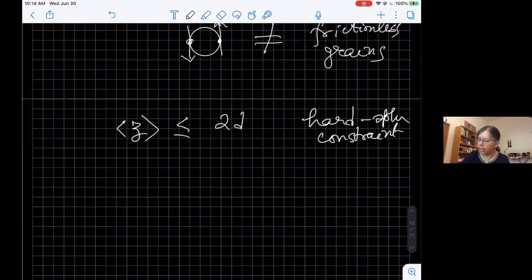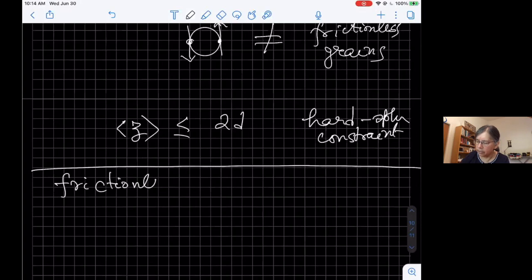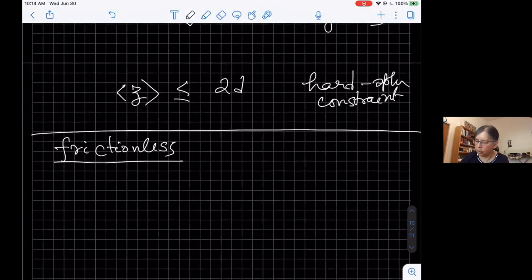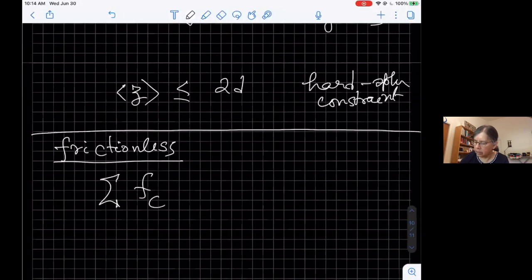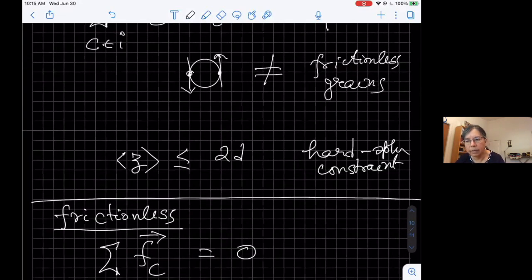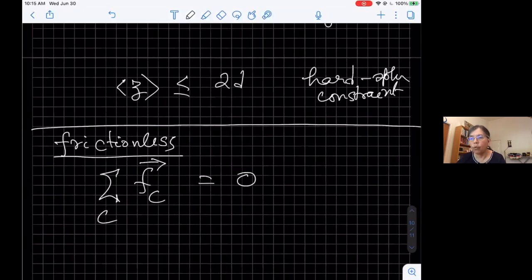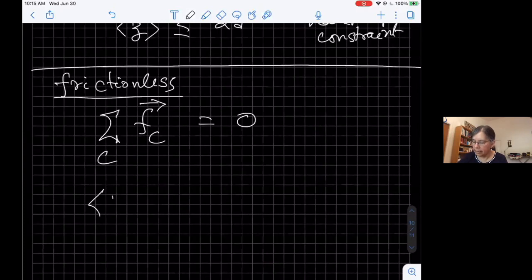But now I'm going to look at the force and torque balance constraints. I'm first going to do frictionless, which means there's no torque balance, just a force balance. So now I'm thinking of my forces as the degrees of freedom. Here I was thinking of the positions as the degrees of freedom and the constraints on them, right? Now for the force balance, I'm thinking of the forces as my degrees of freedom. So the number of degrees of freedom I have, if I have average Z contacts per grain, is this.